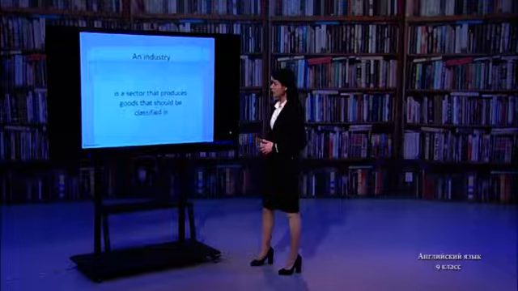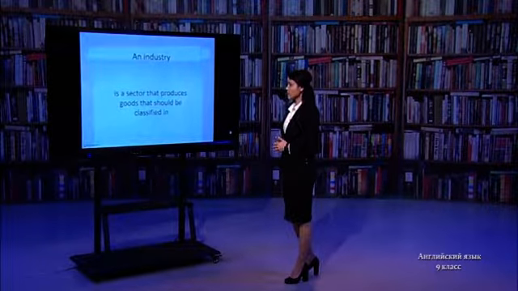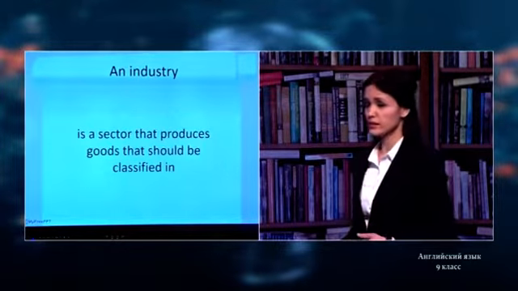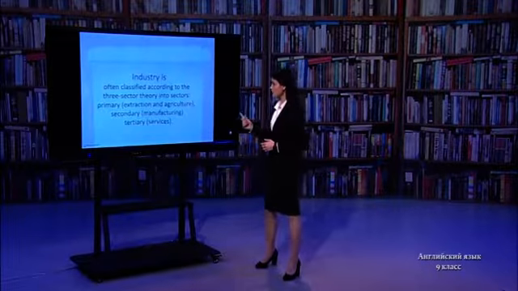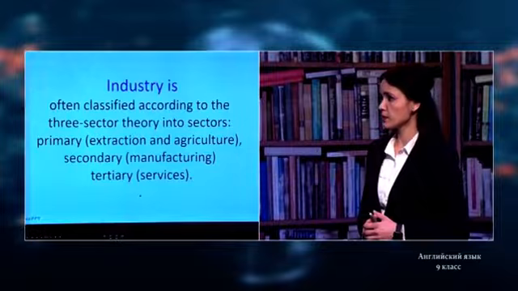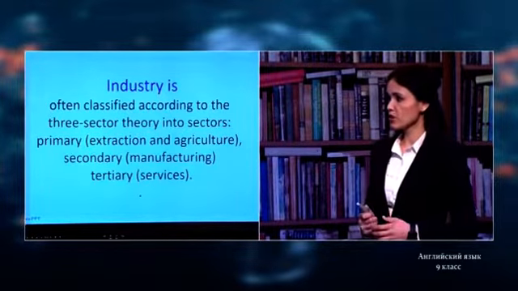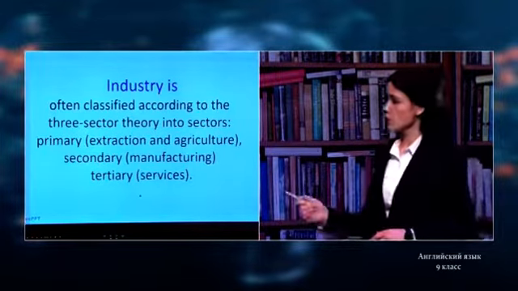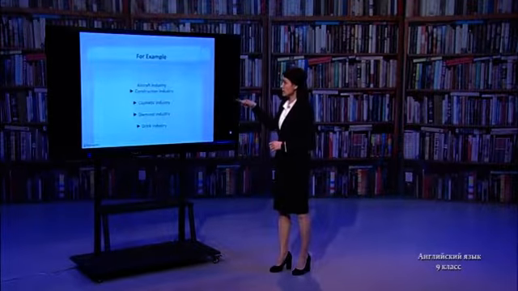Well, industry. This is a definition of industry. Industry is a sector that produces goods, often classified according to the three sectors theory. Primary, which means extraction and agriculture; secondary, manufacturing; and tertiary, services. Services, we'll cover in the next slides.